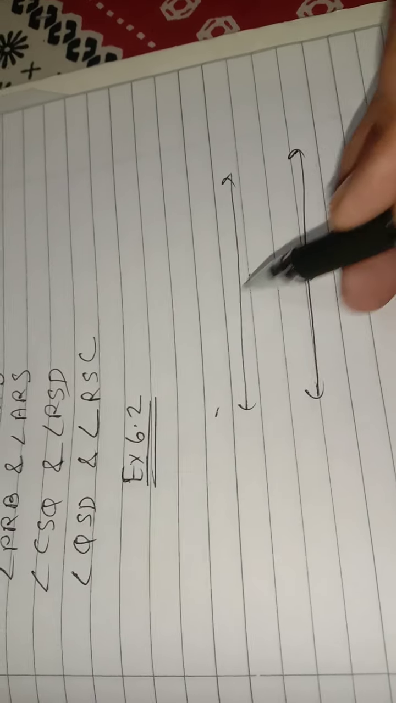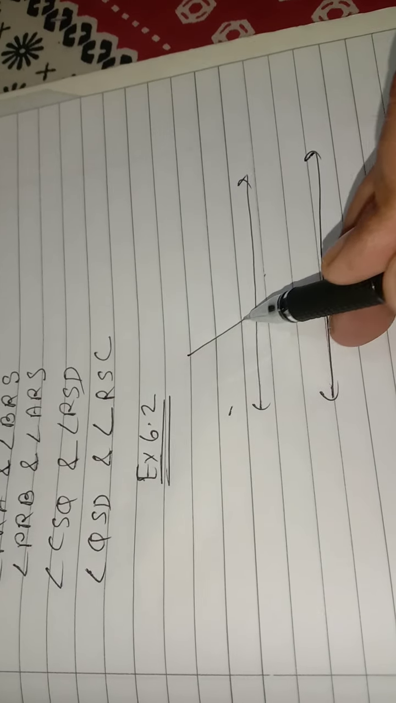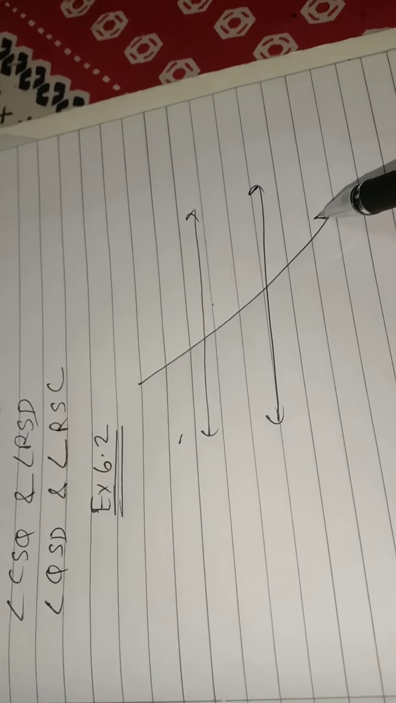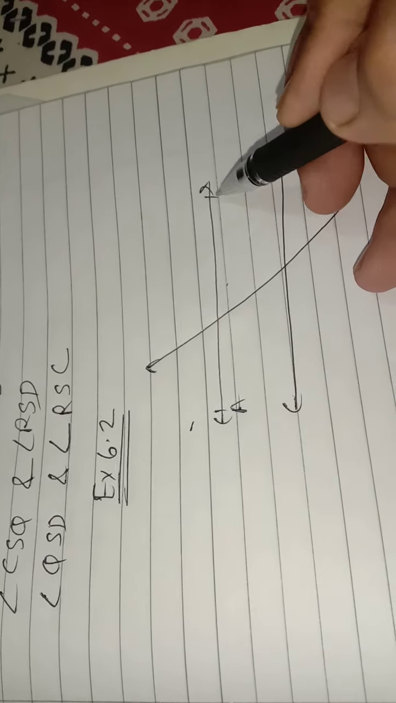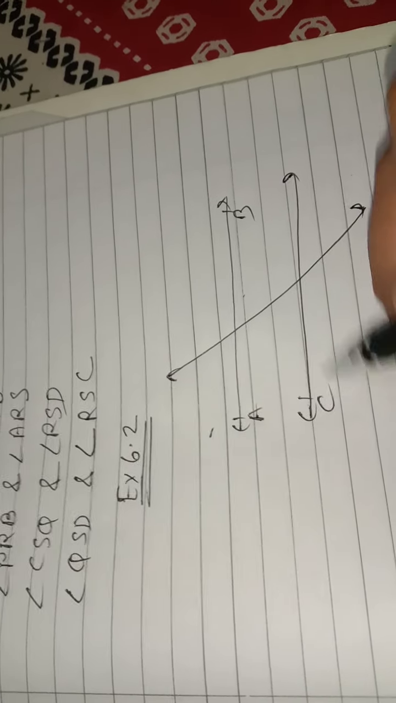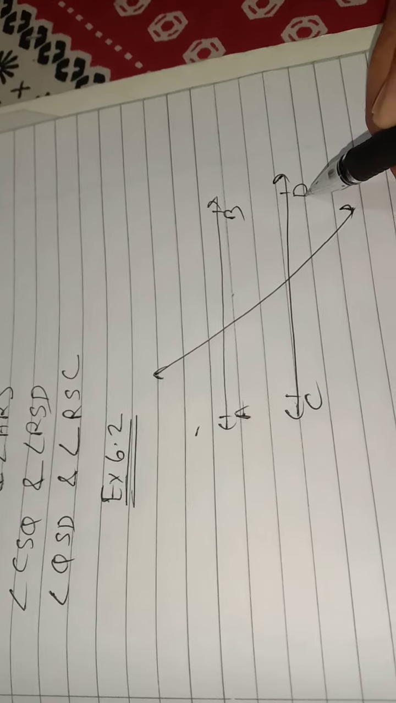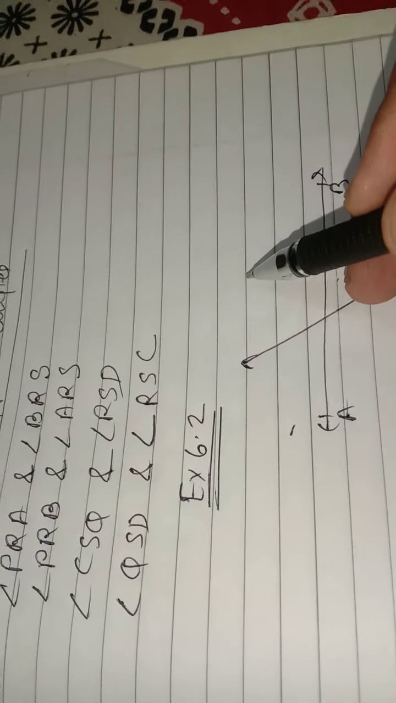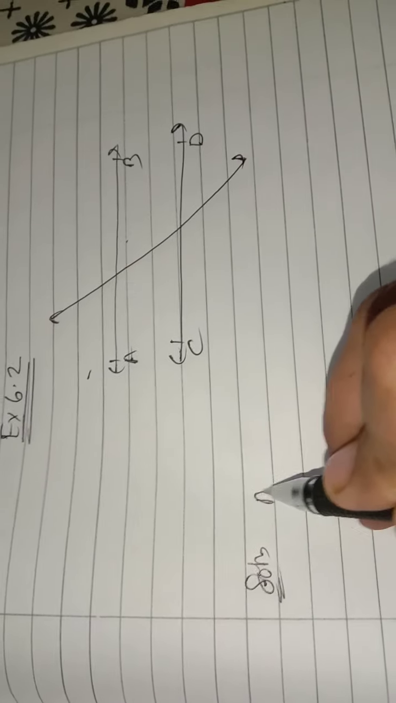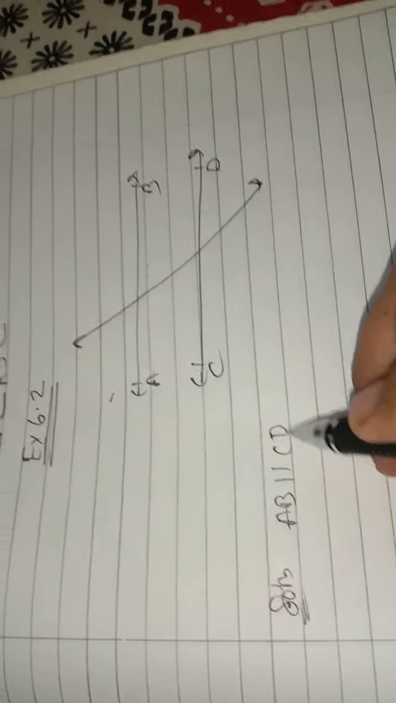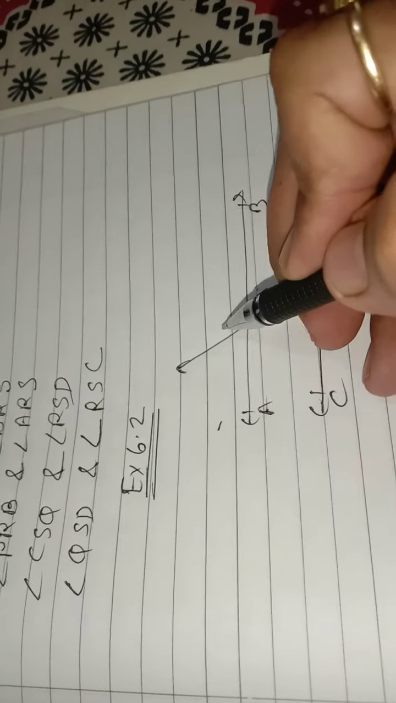The two lines are parallel and this one is transversal. Okay, give the name. It is A, B, C, D. So AB is parallel to CD, given. Let's write the solution now. Solution: AB is parallel to CD, as well as one angle 50 is given here.